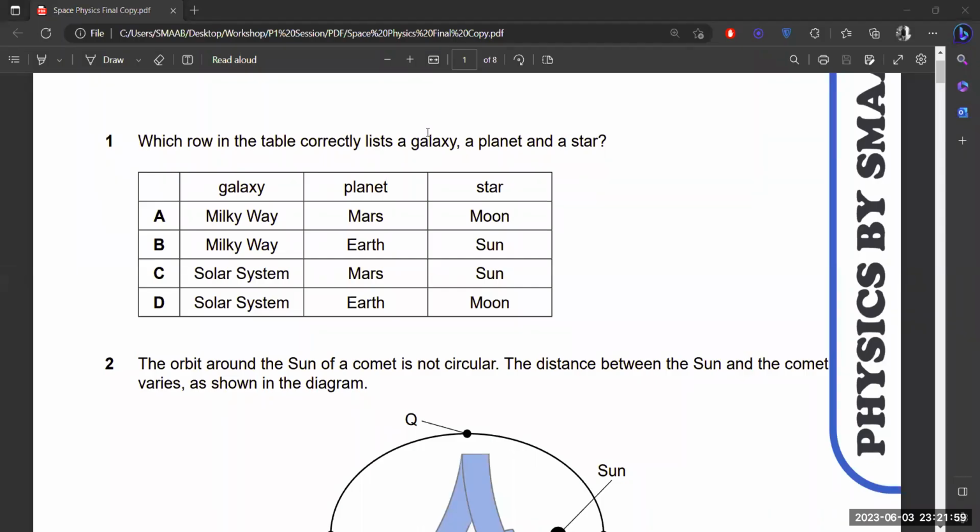Okay, students, Assalamu alaikum. So today we are going to start the most awaited topic in physics, that is space physics. So today we are going to solve the MCQs related to the topic of space physics, which is newly included in IGCSE and O levels both.